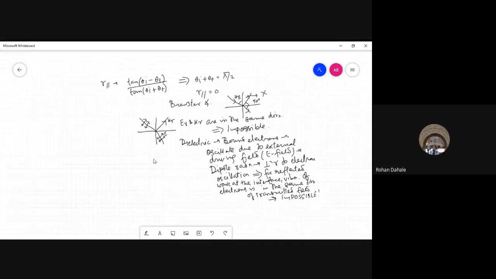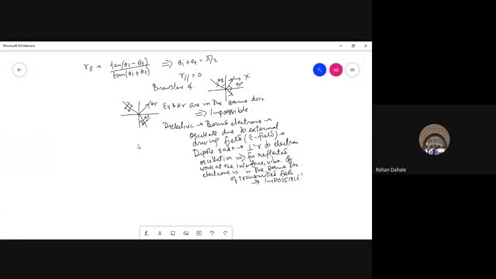Sir, can you explain the scenario where we don't have Brewster's angle? What will be the direction of the electric field then? What difference does it make?